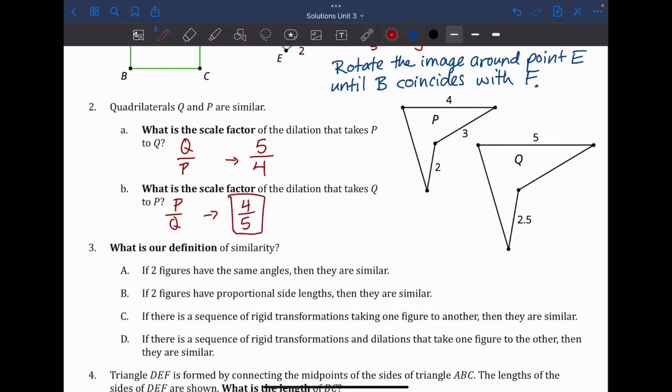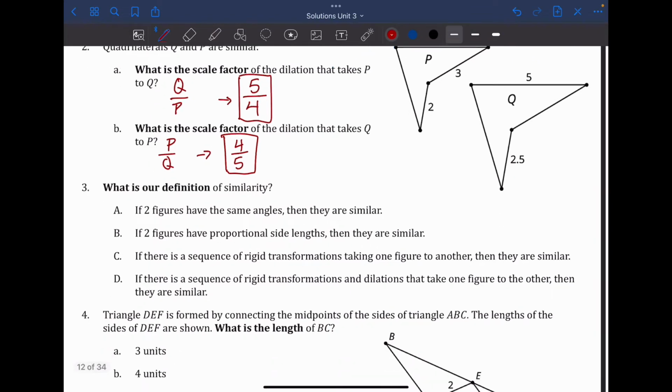The scale factors that take shapes to each other like this are always going to be reciprocals. They're just going to be flipped over versions of each other. Okay, let's look at question 3.